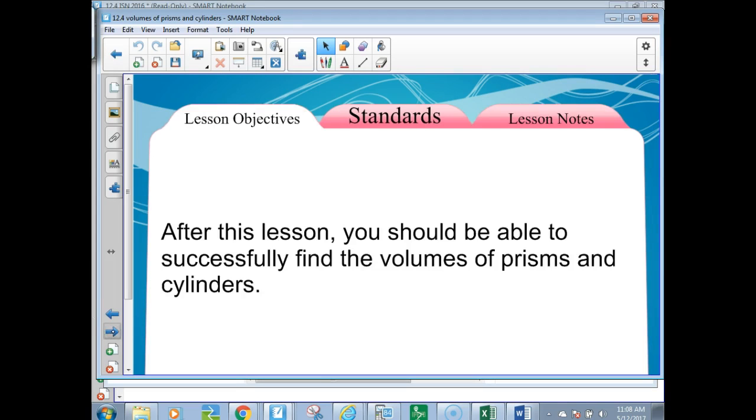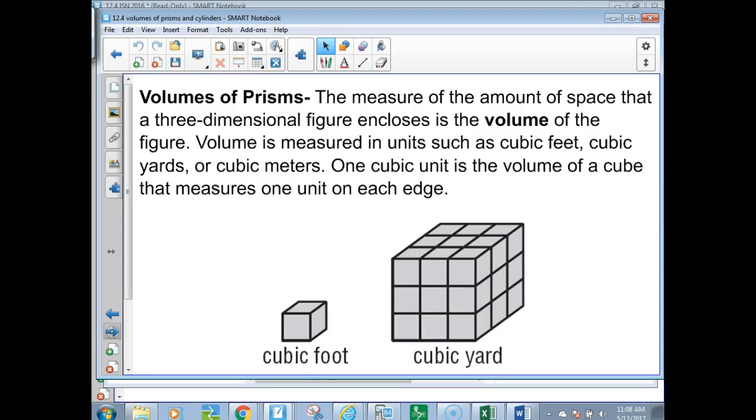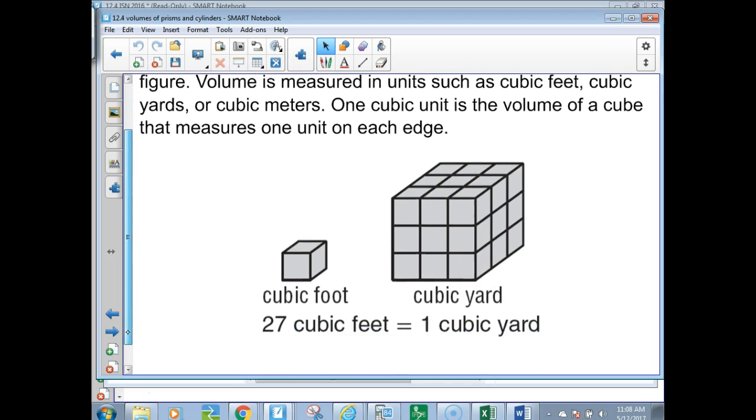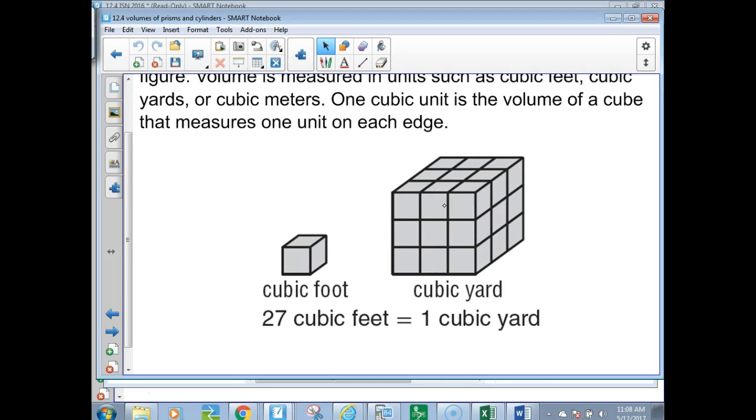Okay, volume of prisms and cylinders. This is the packet. Again, this is just a recap of what we already put in our ISN. About 1 cubic foot is how many cubic yards? 27 of them.